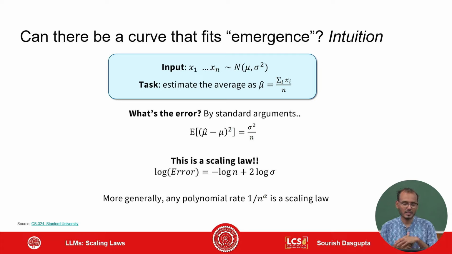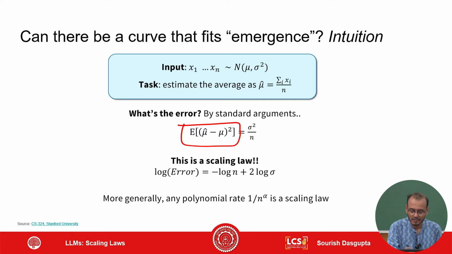And let's say the task is that you have to estimate the average, as in estimating the mu, which would be basically summation of xi by n, given that that's a population. So what's the error? The expected error is basically this, and this error is nothing more than sigma square by n. So that's the expected deviance or expected error.